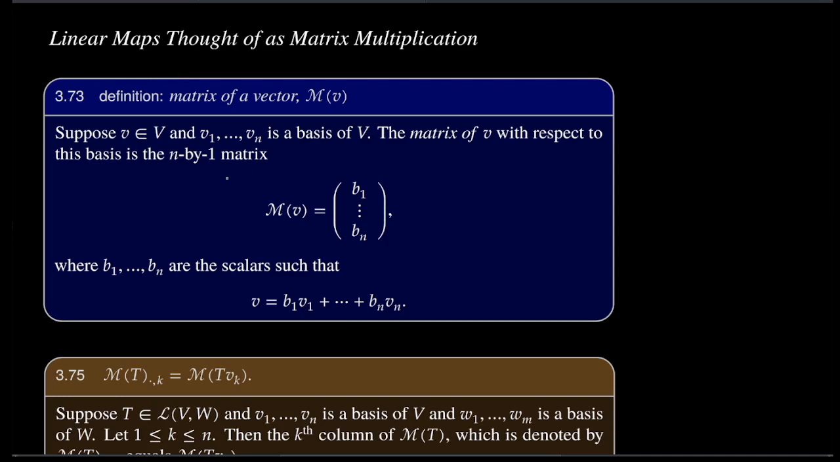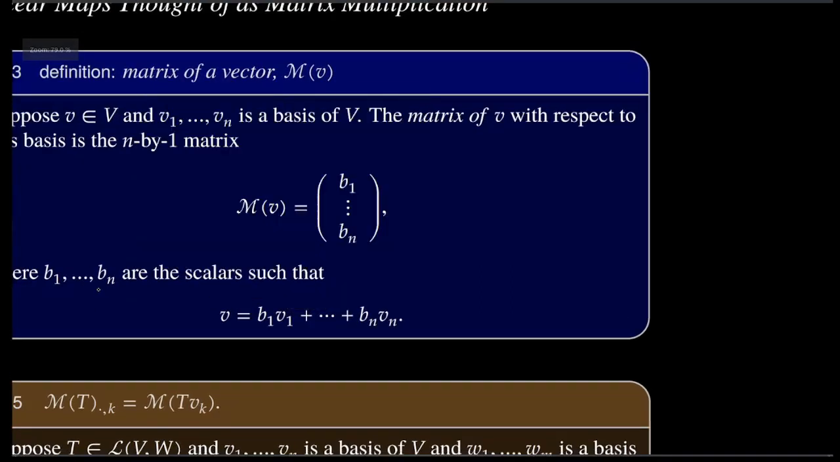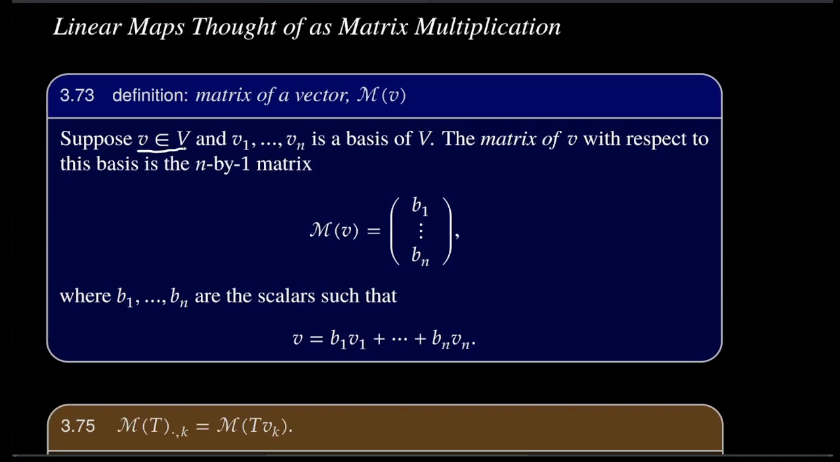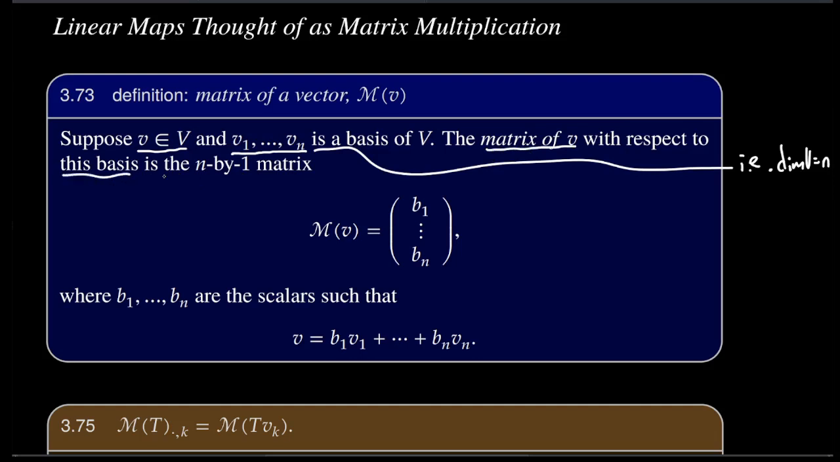So the first thing we're going to do is define the matrix of a vector. Let's suppose that v is a vector in a vector space and that v_1 through v_n is a basis of V, i.e., dim V is n. Okay. So the matrix of v with respect to this basis is an n by 1 matrix that looks like this. It's b_1 through b_n, where b_1 through b_n are scalars such that v is a linear combination of v_1 through v_n using the b's in this vector as the coefficients. Okay, cool. Not too crazy.